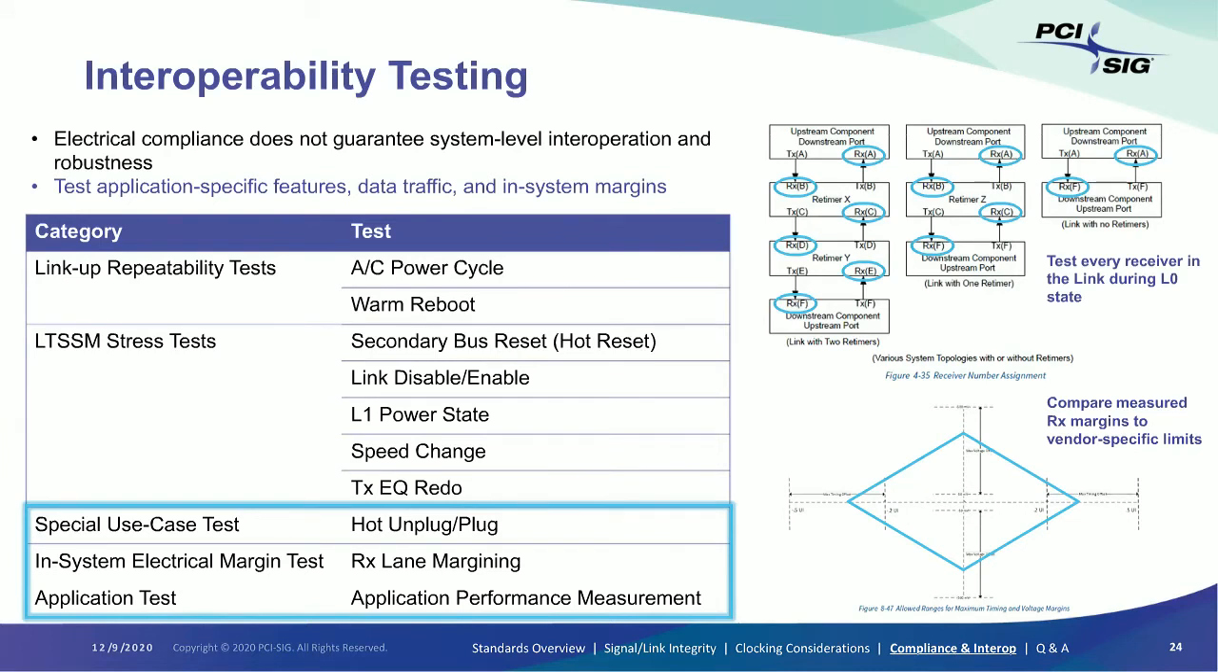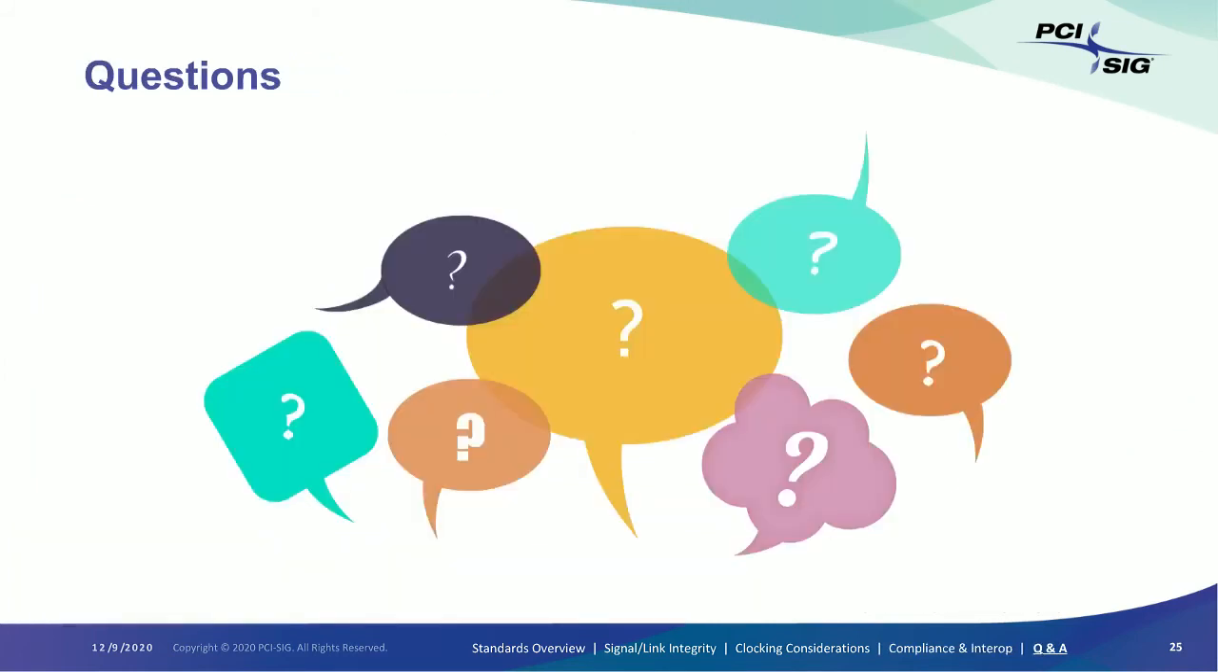And then lastly, application tests. These are, again, very specific. For example, if you had a NIC or a group of NICs and you wanted to measure and validate the throughput, that would be part of this application test. And that is, I guess, the overall summary of the interoperability testing. And I think we can, Casey, take a look at any questions.